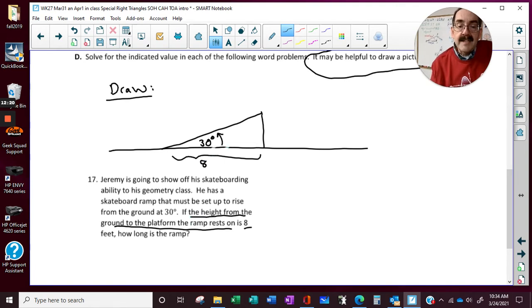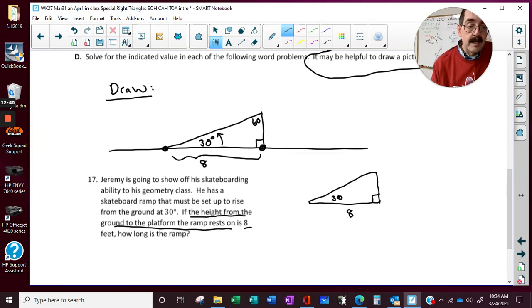Okay? The 8 is this distance right here. And it's a ramp, so we have a 90 degree, which makes this a 30, 60, 90. So in our world, we have a 30, an 8, a 90, which means this is the long leg, short leg, hypotenuse. So that's going to be our answer. Now pause the video and get your answer before you watch our math.